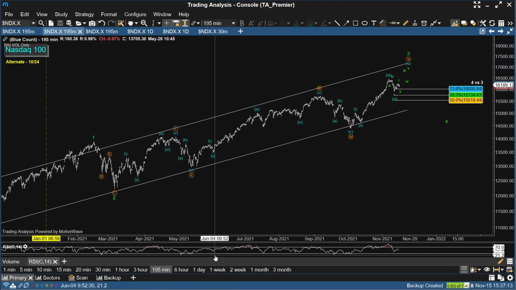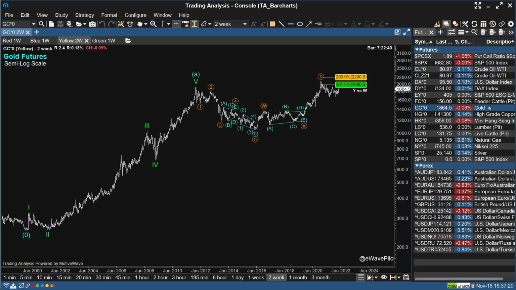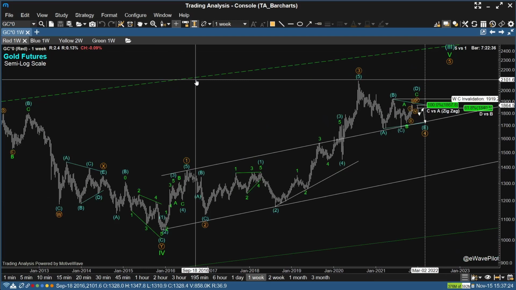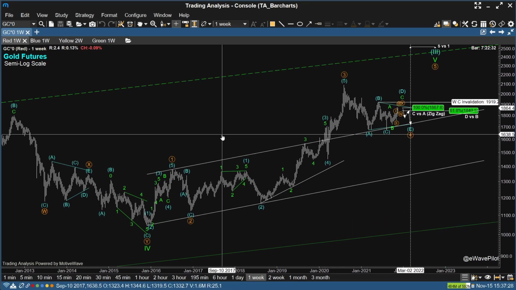Okay, so that's about it. The last request is, of course, gold, and this fits quite nicely into my end of Q1, beginning of Q2 market correction concept or projection based on my wave count.